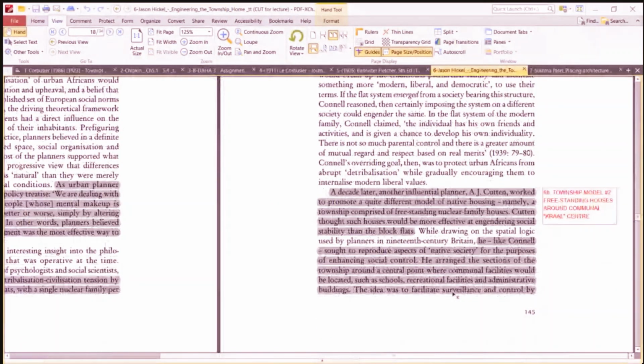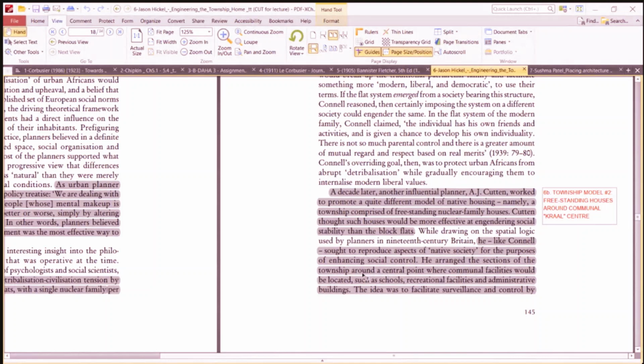Another influential planner, A.J. Cutton, says that townships comprised of freestanding nuclear family houses is the way to go, right? It's not just blocks of flats, but a whole township made up of independent nuclear dwellings. That is the way that we are going to manage the situation.